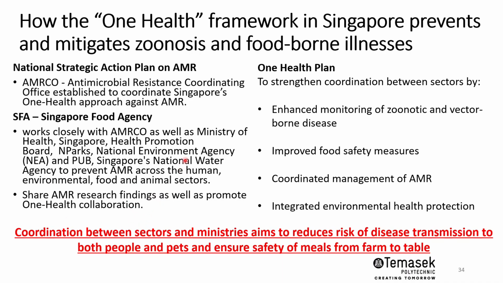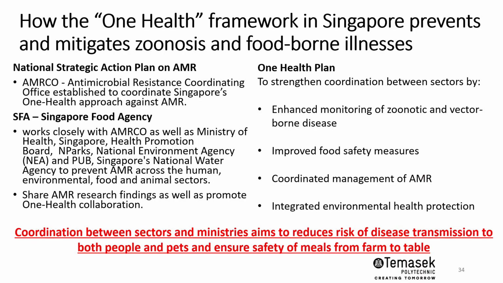So there was also a One Health plan to help strengthen coordination between these sectors. These include measures such as enhanced monitoring of zoonotic and vector-borne diseases, improved food safety measures, coordinated management of antimicrobial resistance, as well as an integrated approach to environmental health protection. So all in all, the point of this slide is to inform you about the coordination between the sectors and the ministries that aims to reduce the risk of disease transmission to people, animals, their pets, as well as ensuring food safety from farm to table.